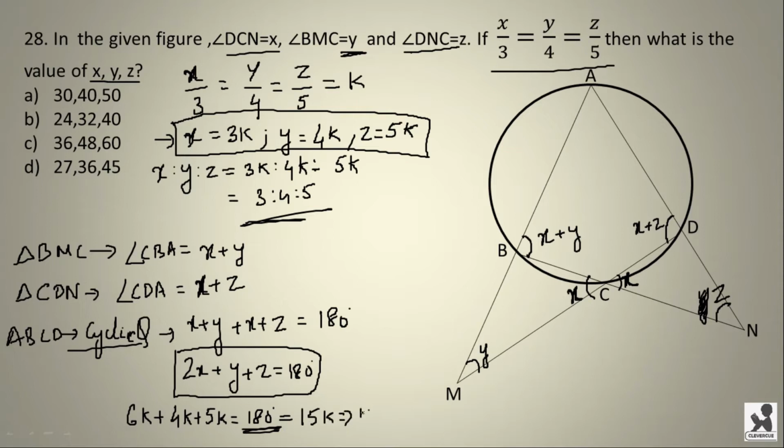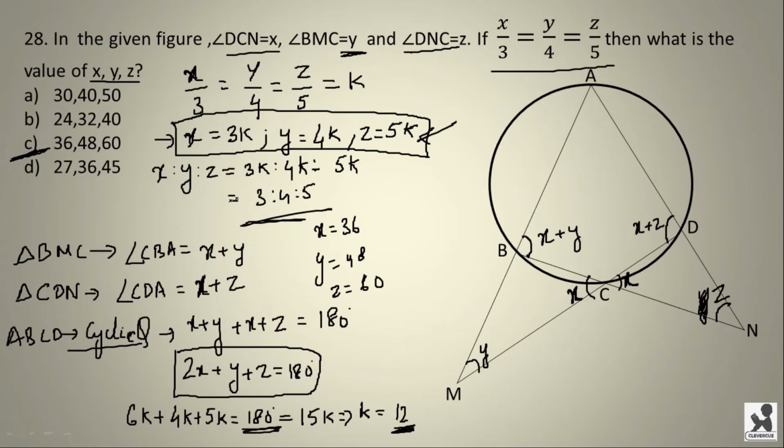From this we get the value of k equal to 12. So the value of k is 12. Now substituting the value of k in this, we get x equal to 36, y equal to 48 and z equal to 60. So option C is the right answer.